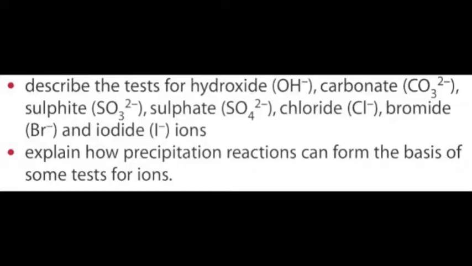Lesson number 5, looking for anions. By the end of this lesson, you should be able to describe the tests for hydroxide, carbonate, sulfite, sulfate, chloride, bromide, and iodide ions, and explain how precipitation reactions can form the basis of some tests for ions.